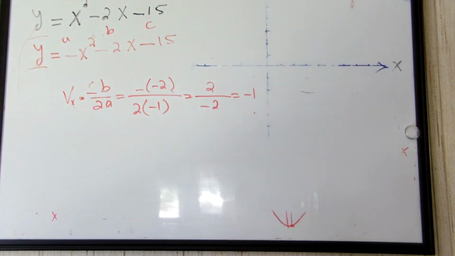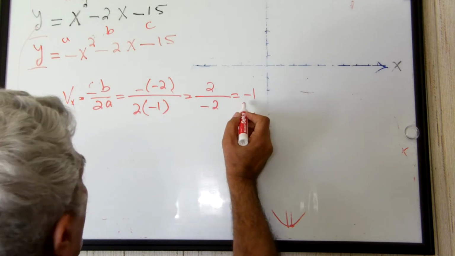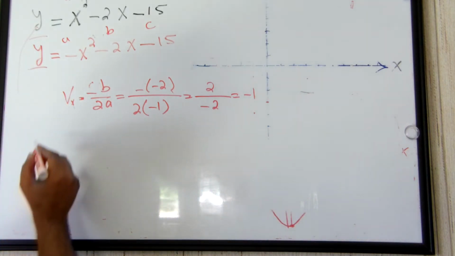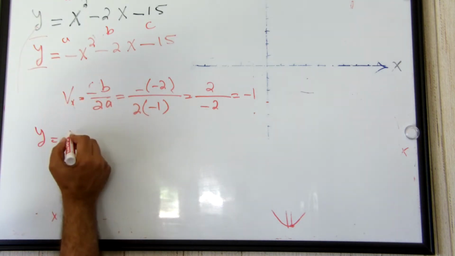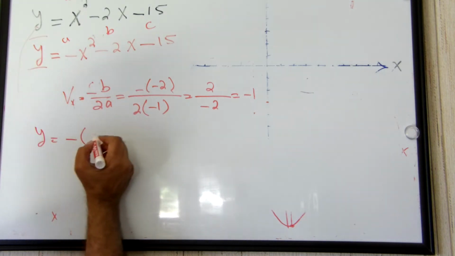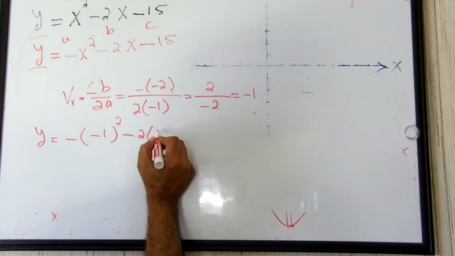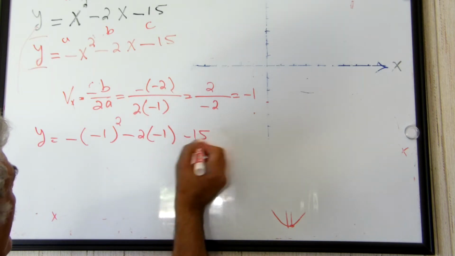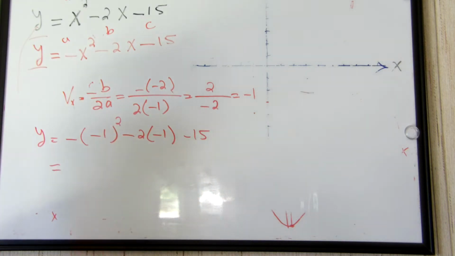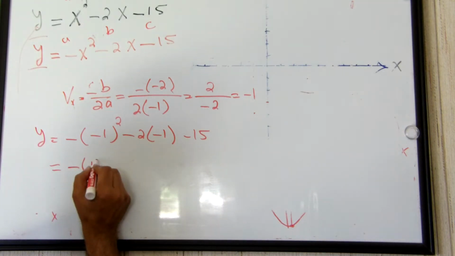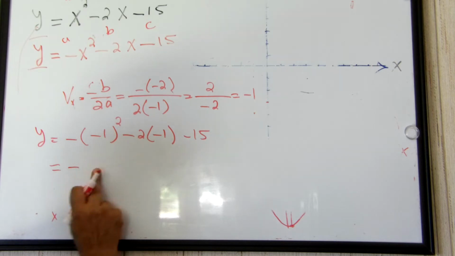So the vertex x is minus 1, somewhere here. Now let's find the y value of this. We put x equals minus 1 in that equation: minus 1 to the power of 2, minus 2 times minus 1, minus 15. When minus 1 is squared, it's going to be plus 1.